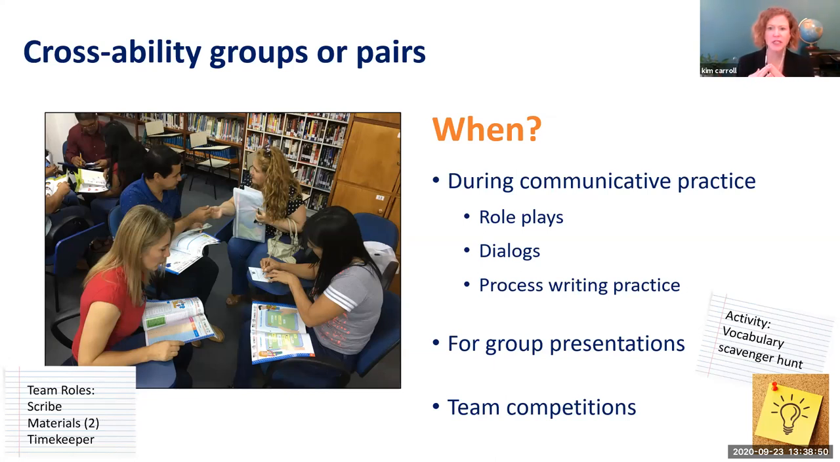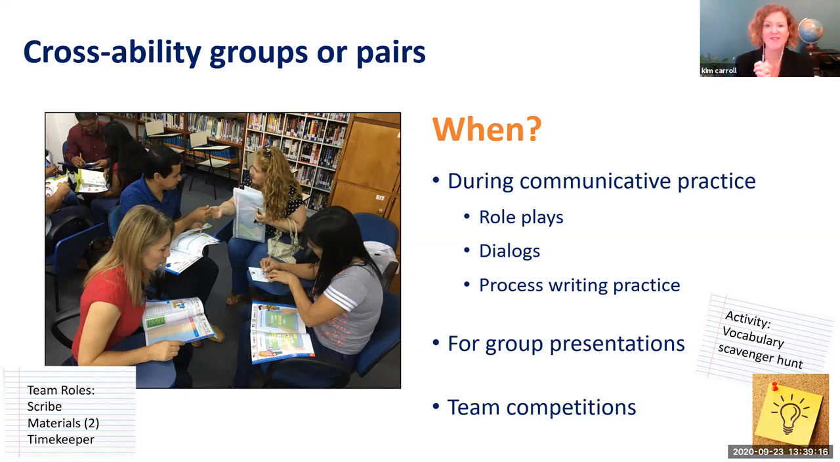So any communicative activities where there's a lot of different roles people can take in the group, cross-ability groups or pairs can work very well. They can work well for group presentations for that same reason. There are probably several different jobs that need to happen to prepare a presentation, so people can work across abilities there. And also for team competitions.